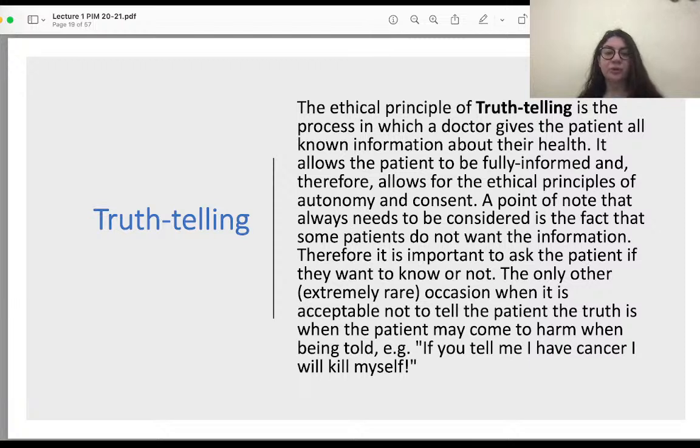A point of note that always needs to be considered is the fact that some patients do not want the information. Therefore, it is important to ask the patient if they want to know or not. The only other extremely rare occasion when it is acceptable not to tell the patient the truth is when the patient may come to harm when being told: if you tell me I have cancer, I will kill myself. It is a direct damage to their life.